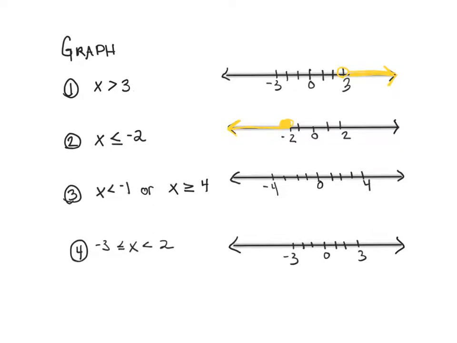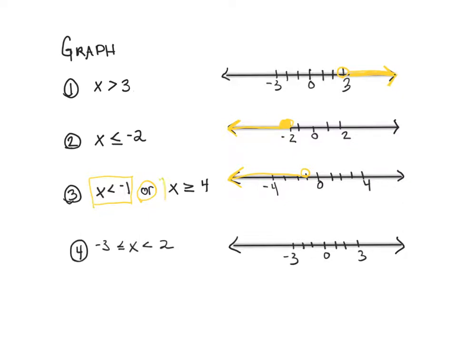Numbers 3 and 4 are compound inequalities. Number 3 is an or inequality. We are going to start by graphing our first inequality, which is x is less than -1. So I'm going to have an open circle on -1. And then I'm going to shade less than. An or compound inequality puts both inequalities on the same number line.